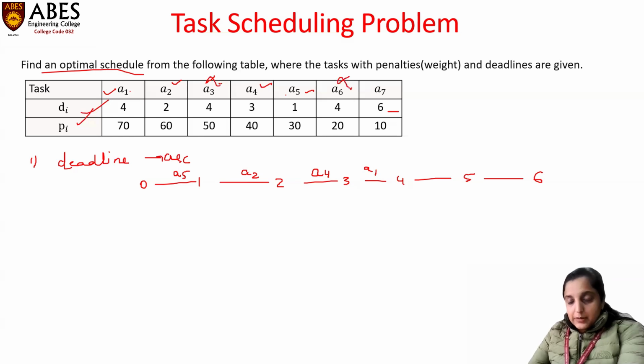We have to skip this assignment also. And next after 4, we have only this particular task left. Its deadline is 6, but there is no more task. So why should we waste our first day? So we're going to schedule A7 here.